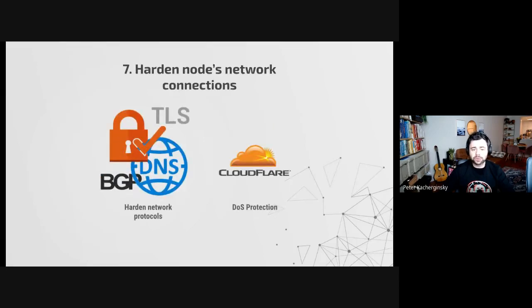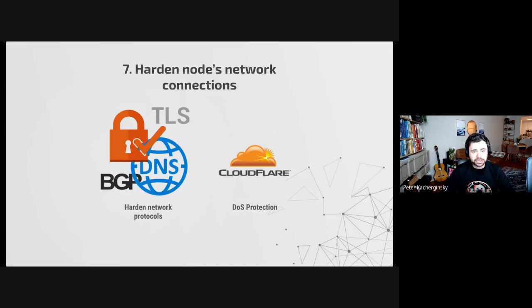Harden network connections. Going up the stack a little bit, not just protecting what connections can be made or what we're monitoring, make sure that if you configure a DNS server for your node, it's a secure one that uses DNSSEC. If you're using ISPs, make sure that whatever BGP connections it uses are done in a secure fashion. If your nodes need to communicate with some kind of HTTP resources, make sure you configure your CAs properly so you're not getting man-in-the-middled.